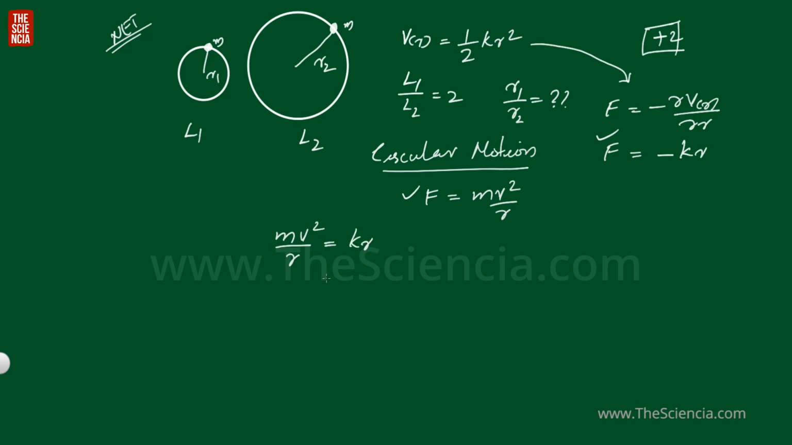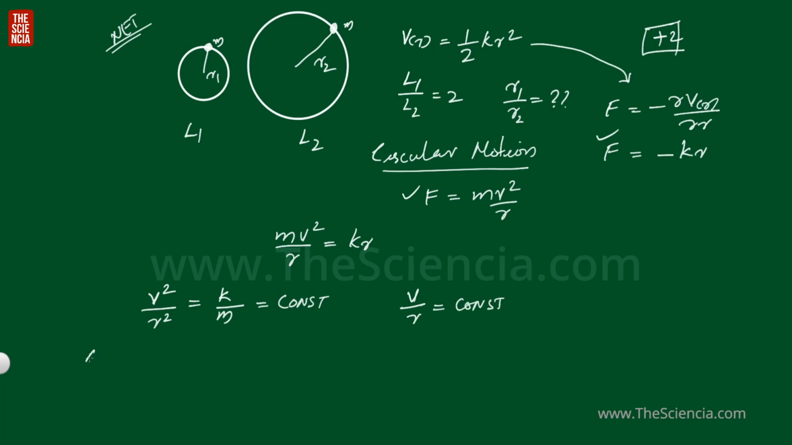Here I am taking only the magnitude. So from this equation I can rewrite that v square by r square is equal to k by m, and k by m is a constant. So v square by r square is a constant. So we can say v by r is equal to a constant.